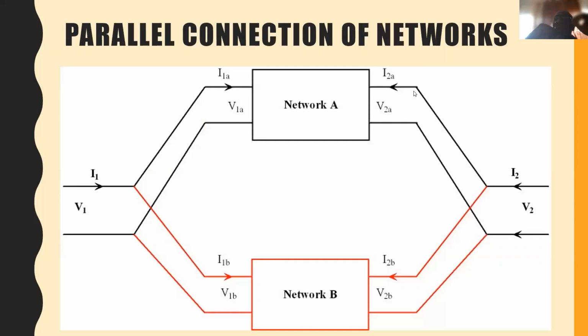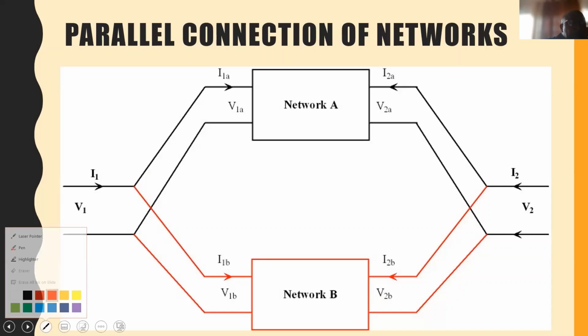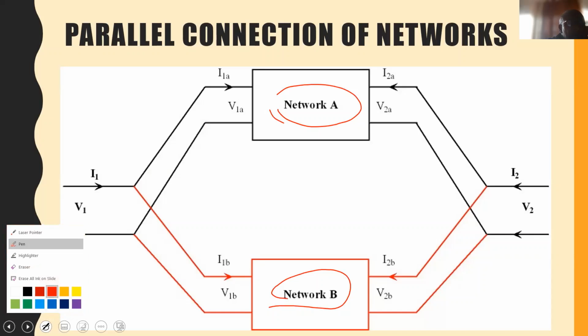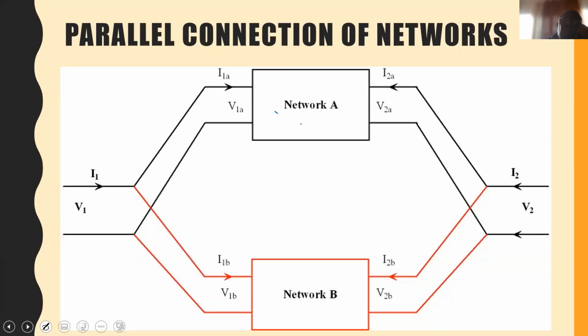So here I have two networks. I have network A, and I have network B. Let me use a different color for that. Right? So I have network A, network B. All right? So draw these from the place.